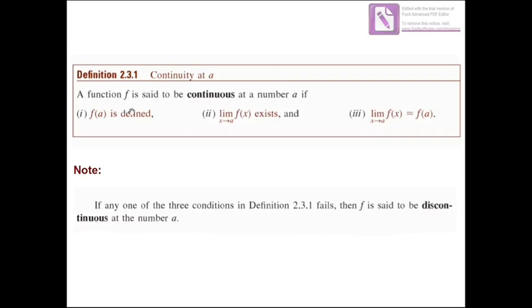A function f is said to be continuous at a number a if f(a) is defined, the limit of f(x) when x approaches a exists, and the limit of f(x) when x approaches a is equal to f(a). So any function f is continuous at a point a if f(a) is defined, the limit exists, and the limit is equal to f(a).